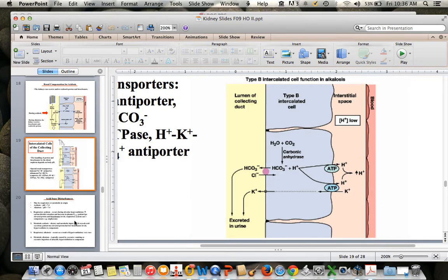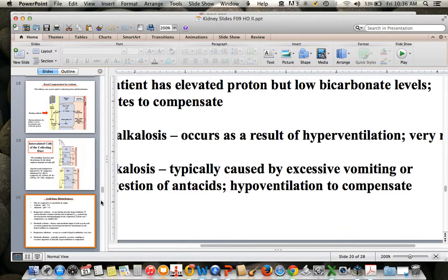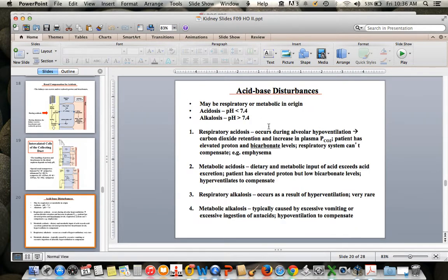Okay, so in terms of acid-base disturbances, what we are looking at here is a number of different cases. We have respiratory acidosis, metabolic acidosis, respiratory alkalosis, and metabolic alkalosis. And there's a lot of different components of this. I'm going to talk about the acidosis ones the most.